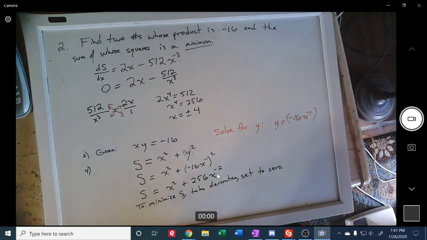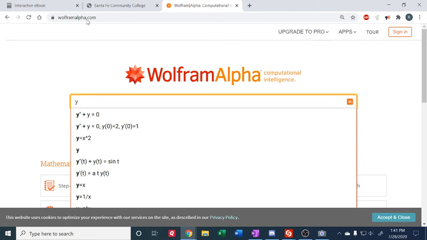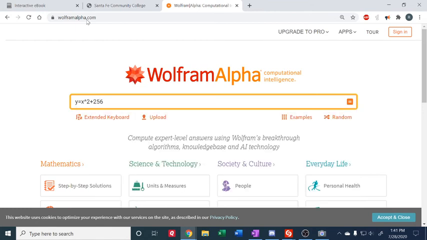I want to graph it on Wolfram Alpha. And I want to see if when x is plus or minus 4, we're getting actual minimums of this. Okay, so I'm going to go to Wolfram Alpha. x squared plus 256 divided by x squared, or x to the negative 2.